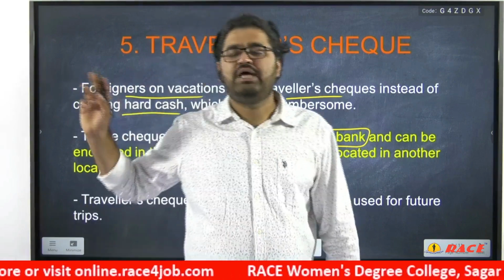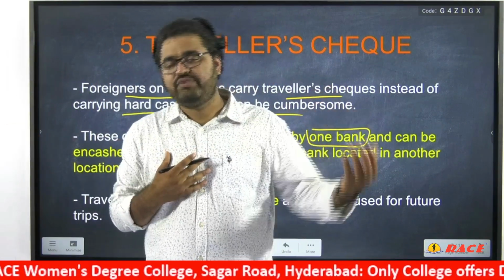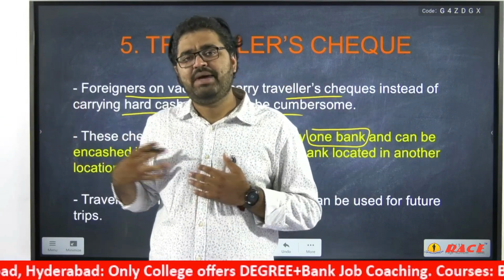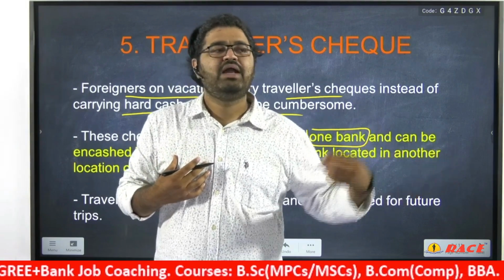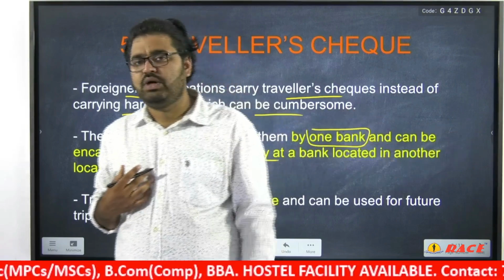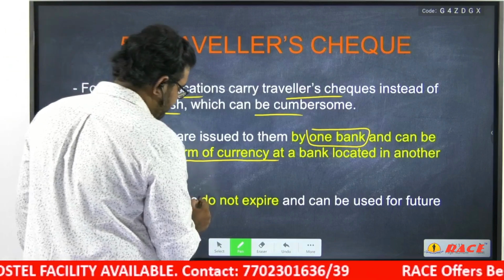Suppose ABC Bank has issued checks to me, and I'm going to a different country. There, XYZ Bank is available. I can take this ABC Bank check and approach XYZ Bank. From there I can withdraw the currency which is in circulation in the local country. Traveler checks do not expire.